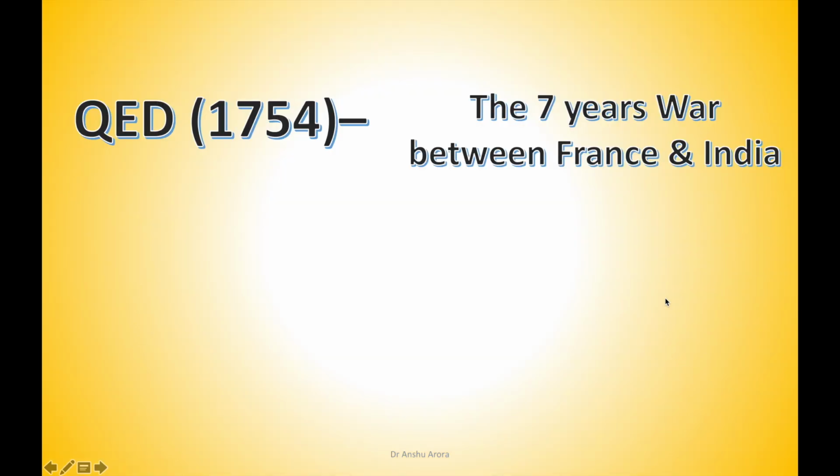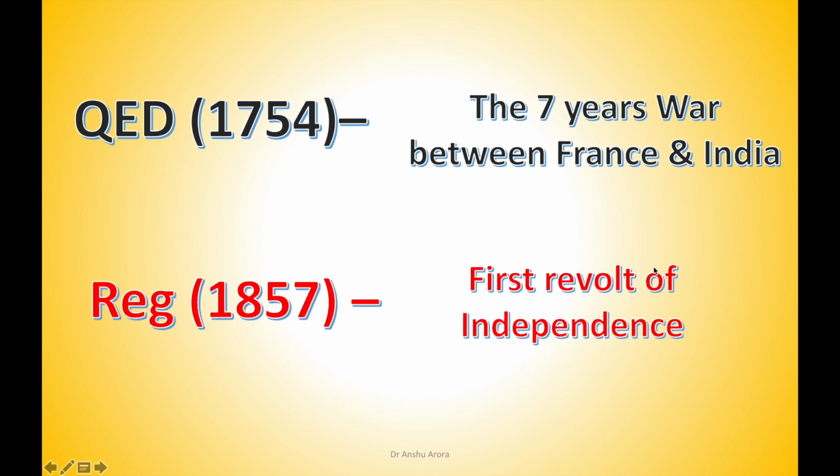Looking at some more examples. When did the 7-year war take place between France and India? QED, hence proved. I'm sure a lot of you know this is used in maths. Just QED next to this will remind you of 1754. Q gets converted into 17, E into 5 and D into 4.